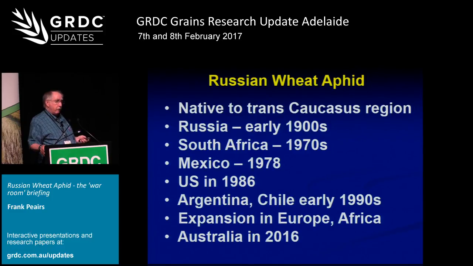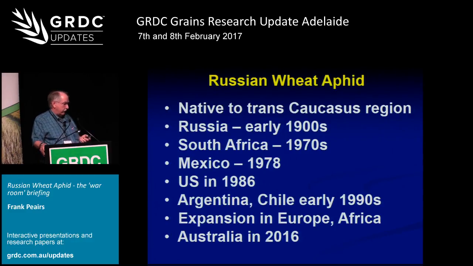Then it was found in Mexico in 1978 and fairly quickly moved, that was around Mexico City, moved up into the US in 1986. And from when we found it in Colorado in 1986, it moved all the way across the western US into the Pacific Northwest, a distance of about 1,500 miles in less than 2 years. So it is capable of moving quite rapidly.